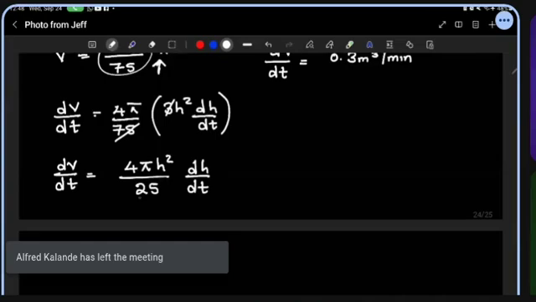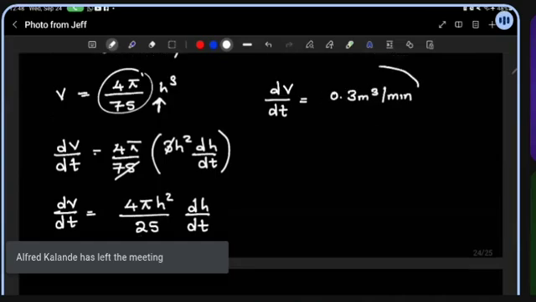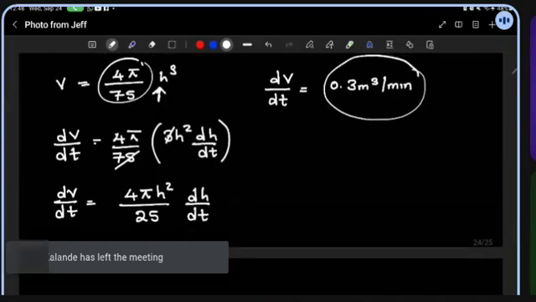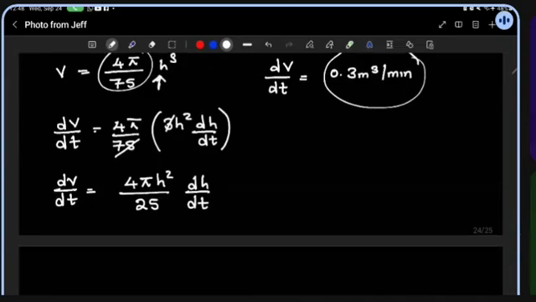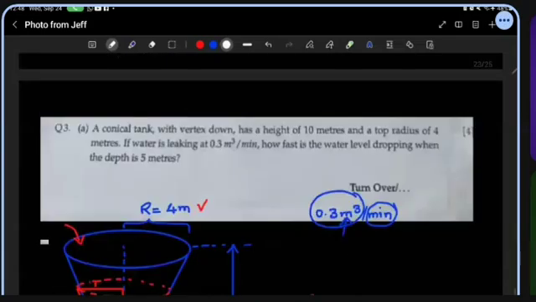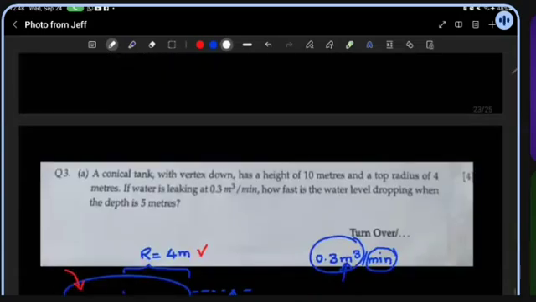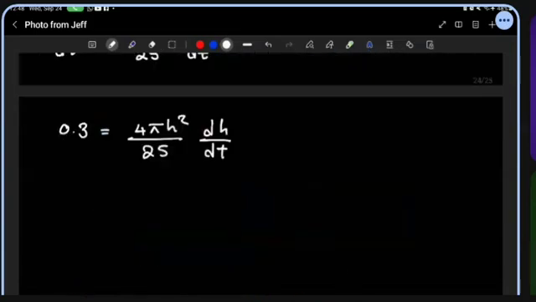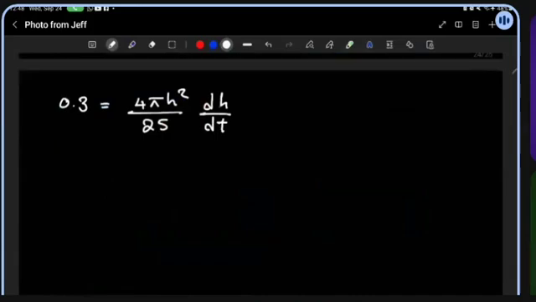From here, we've been told what the rate dV/dt is. That's 0.3. So don't forget it's 0.3 meter cubic per minute. So it's coming with a per minute there. So I'm going to have 0.3 equals 4 pi h squared over 25. What we're looking for is how fast the height is reducing. So how fast is the water level dropping? The water level is determined by the height. So from here, we have to make dh/dt the subject, which will be how fast the water level is dropping.